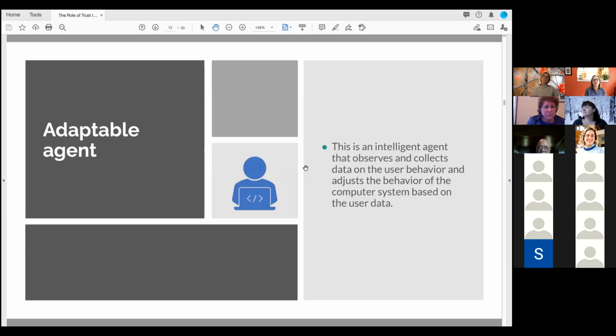Adaptable agents is another form of intelligent agents, and it looks specifically at data that it's collecting about behavior, and then it makes adjustments based on what it's learned, and then it changes its behavior as it goes.